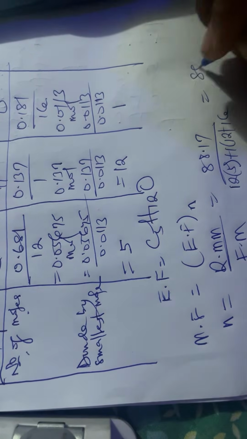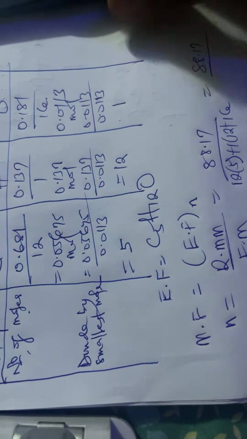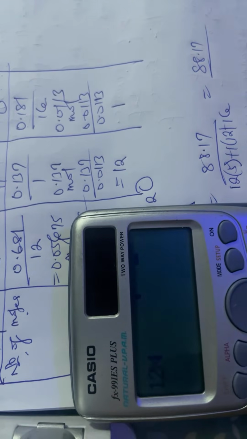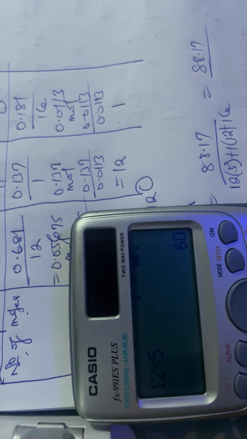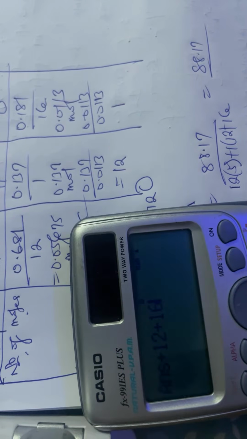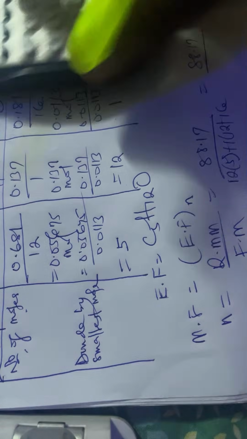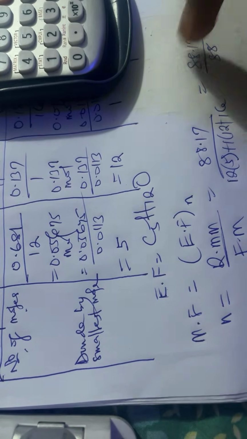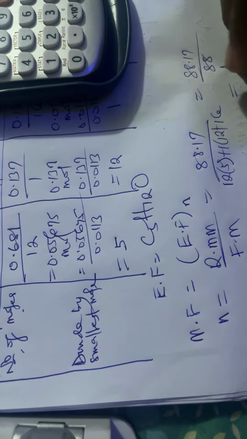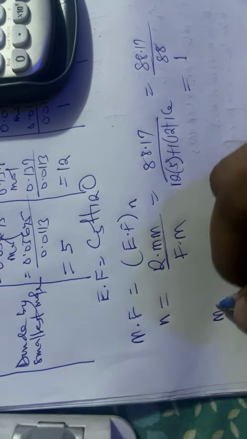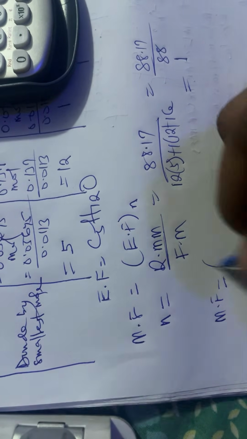So this is 88.17 divided by, let's calculate, 12 times 5 plus 1 times 12, which is 12, then plus 16. So this will give us 88. So 88.17 divided by 88 will give us 1. So it means that our molecular formula now will be equal to, empirical formula is what?